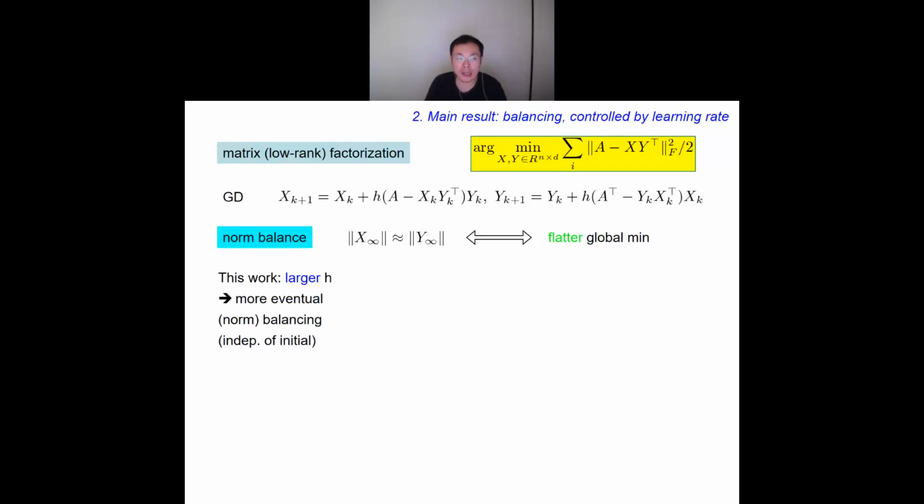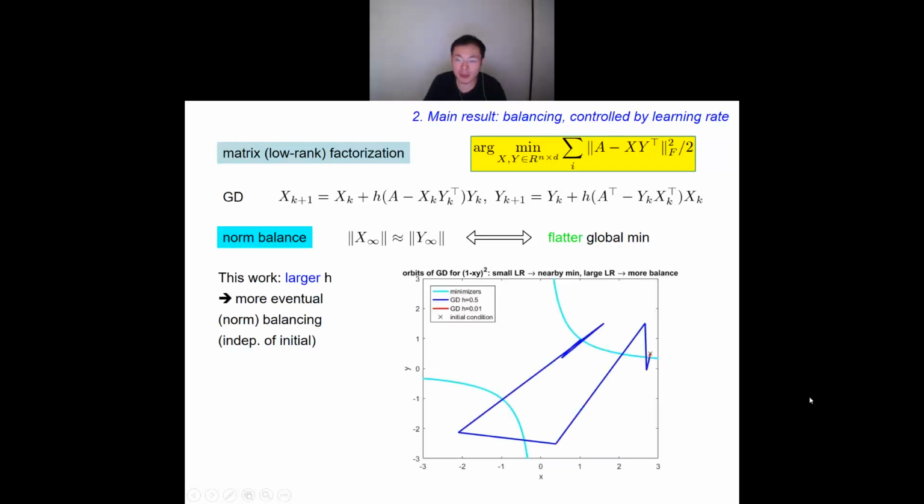What this work actually suggests is: don't worry about balance. If you make your learning rate very big, then you can start with initial conditions that are very unbalanced, and you will converge to a balanced solution. What that means can be illustrated by this simple example. I'm plotting in 2D. So x and y are just two scalars, and A is just a scalar. This is just for illustrational purposes.